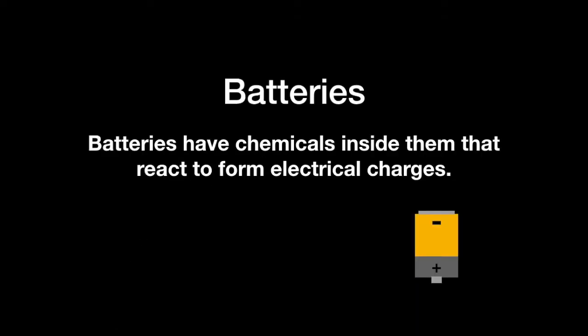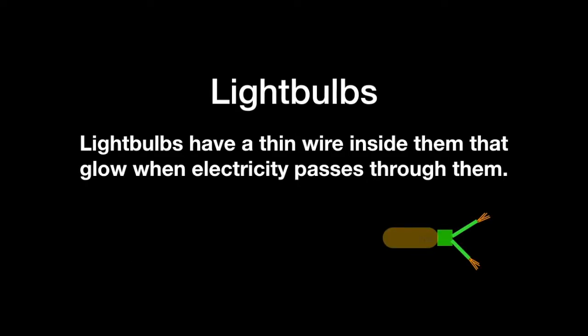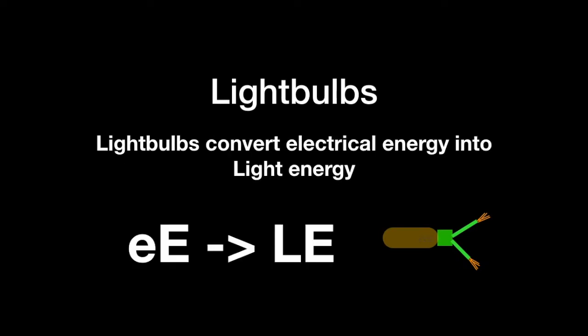The batteries we are using in this lab have chemicals inside them that react to form electrical charges. A negative charge is formed on one side of the battery and a positive on the other. That means that batteries essentially convert chemical energy into electrical energy. That's what batteries do. The light bulb in the circuit has a thin wire inside that glows when electricity passes through it. That means that electricity is being converted into light energy in a light bulb. So that's the role of a light bulb, to convert electrical energy to light energy.